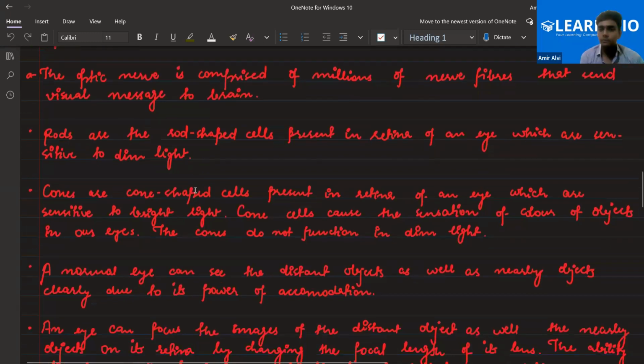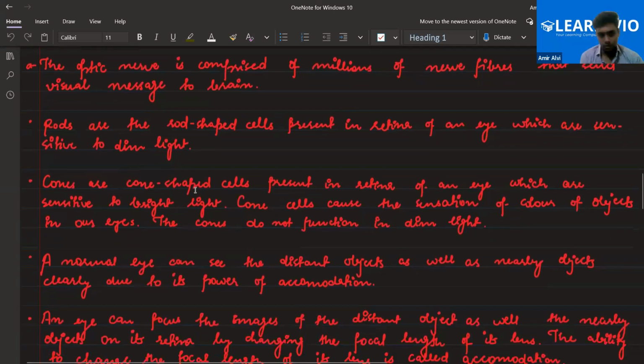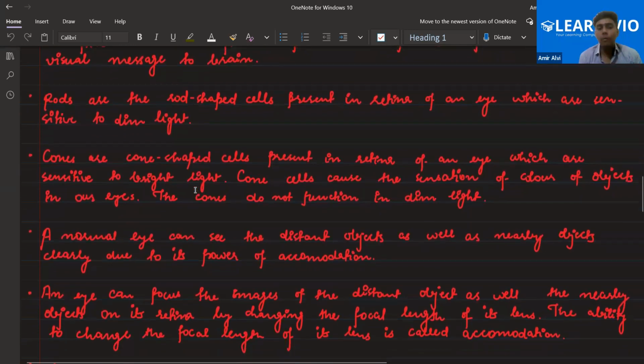Clear, everyone? Yes. Okay, now let's talk about the normal eye properties. These are the things that you should understand for the eye, right?